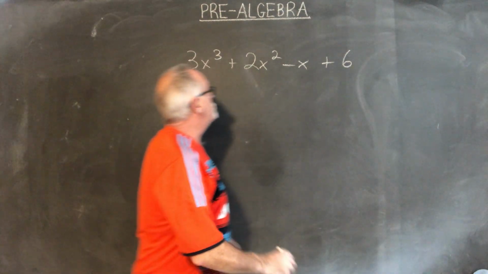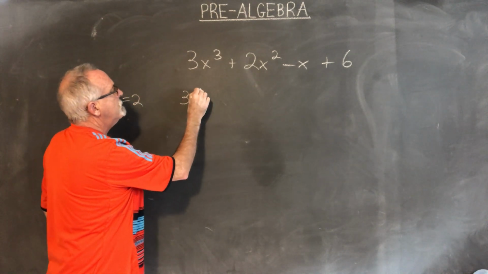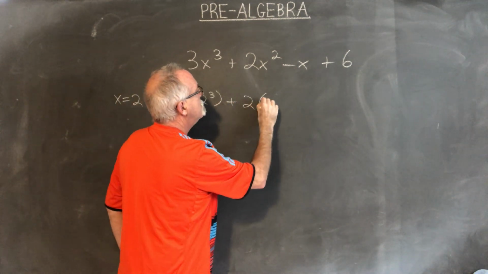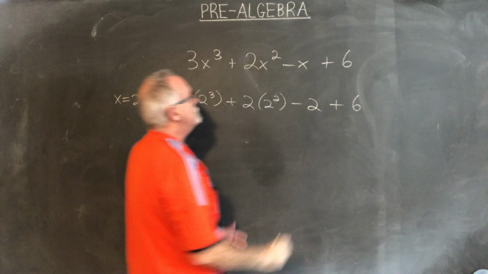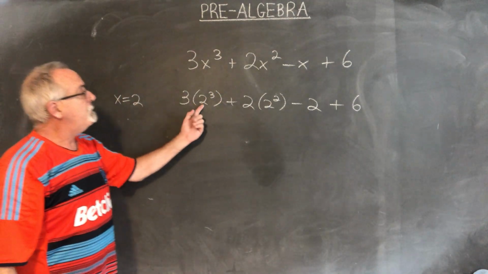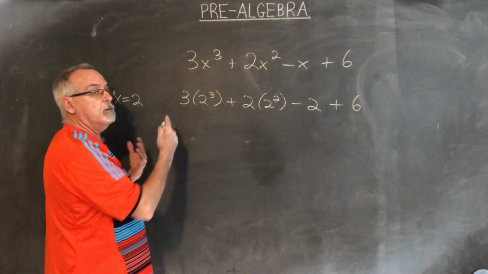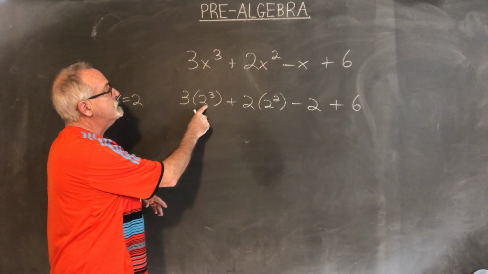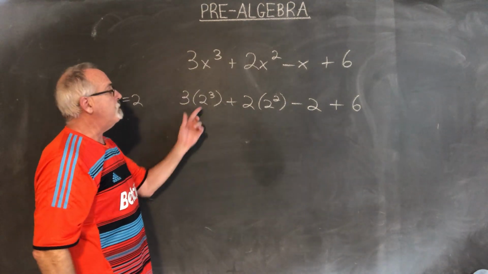How about if x equals 2? We have 3 times 2 cubed plus 2 times 2 squared minus 2 plus 6. So I just keep on replacing every x with a 2 until I've replaced all the x's with a 2 and I don't change anything else. And then I have to obey the order of operations. I cannot multiply this by 3 because there's an exponent. I do exponent before I multiply.